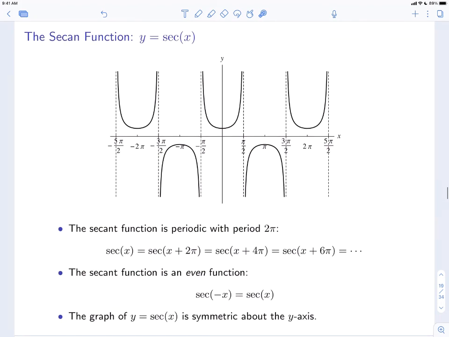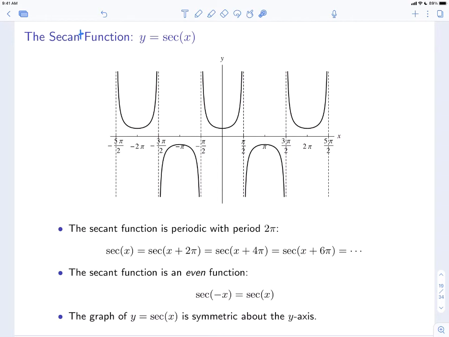The secant function, so there's supposed to be a t there. The secant function, y equals secant of x. The secant function is 1 over cosine of x. Since cosine is periodic with period 2 pi, secant is as well. Secant is periodic with period 2 pi.